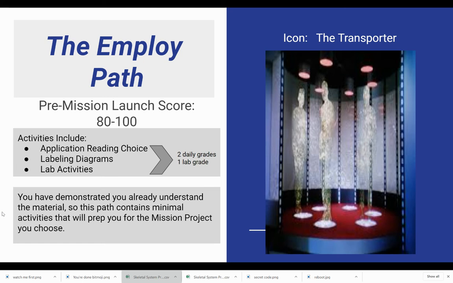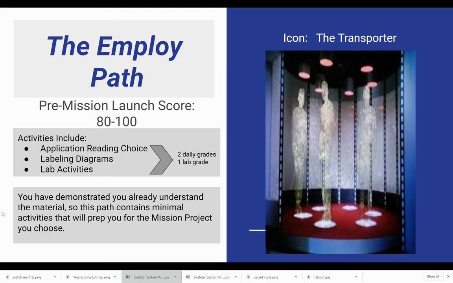You will also receive 2 daily grades and 1 lab grade. So as far as grades are concerned, when I put stuff in Aspen, it will show daily grade 1, daily grade 2, or lab grade 1, etc. There won't be a specific title because you're doing different activities. So to do the least amount of stuff, you need to score the highest on the pre-mission launch. So if that's your thing, then study for it.